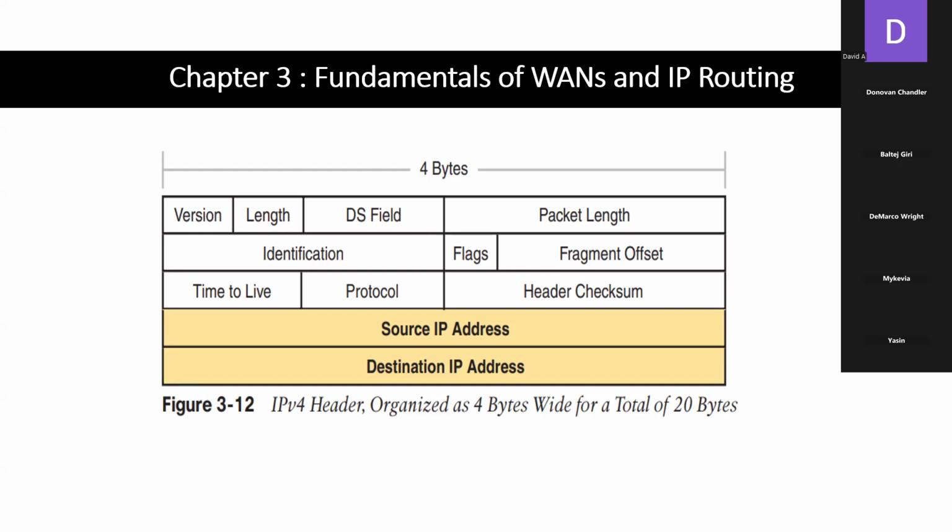But the IPv4 header is organized 4 bytes wide for a total of 20 bytes. And within it, it has a source IP address and a destination IP address. So if you're ever doing a packet capture or a tcpdump, you should be able to see a source and destination IP address along with other things.